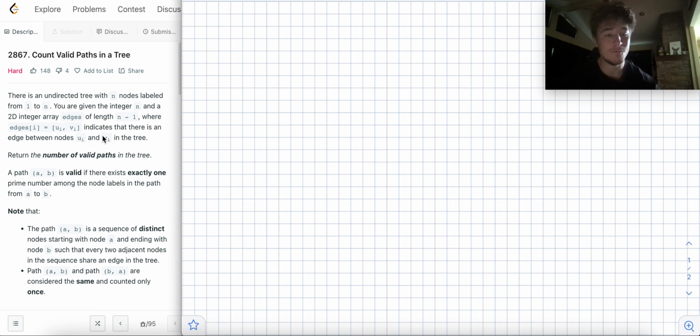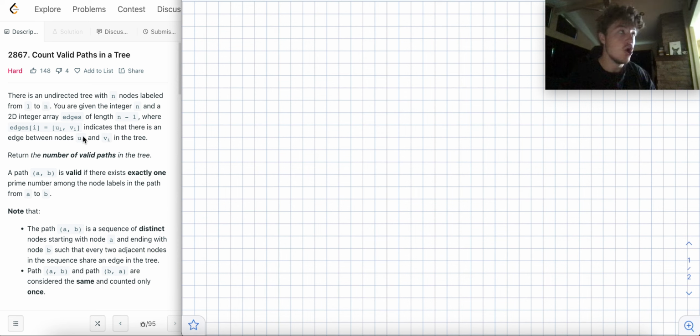Okay, so like most tree problems, you're going to be given a little paragraph about what a tree is and how it's provided to you. So there's an undirected tree with n nodes labeled from 1 to n. You are given the integer n and a 2D integer array edges of length n minus 1, where edges[i] = [ui, vi].